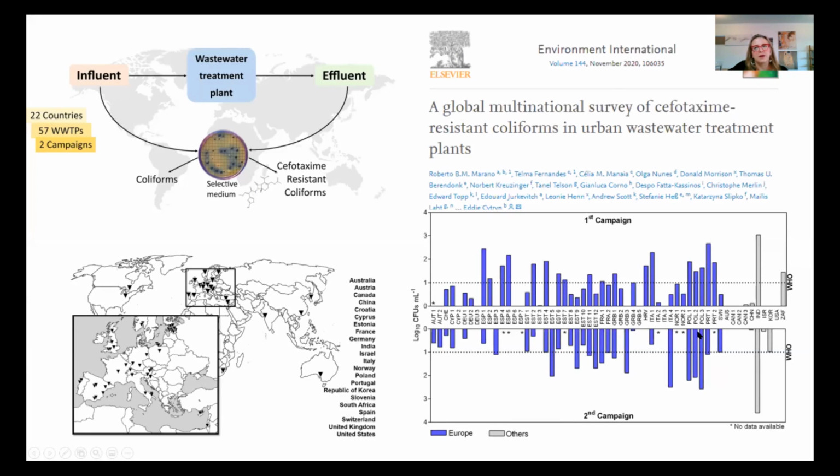And what we found out is that, first of all, Australia is doing very well because we have one of the best wastewater treatment plants at the effluent level, but we also have different, more disinfection treatments than standard wastewater treatment plants. But we have less cefotaxime resistant coliform, which is good news because it means we have less transmission of this organism.